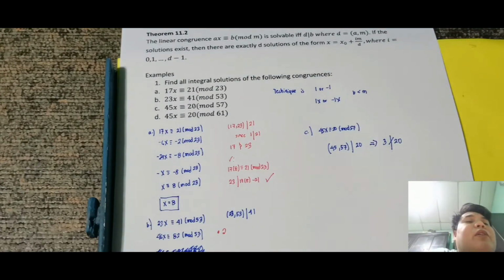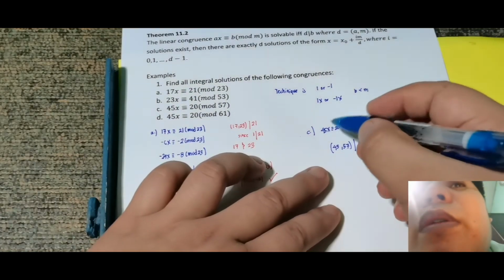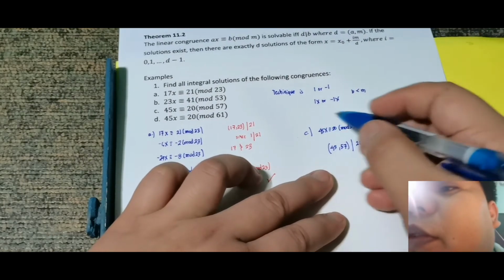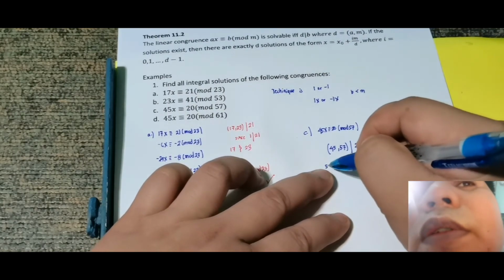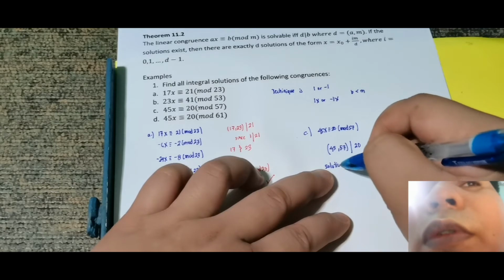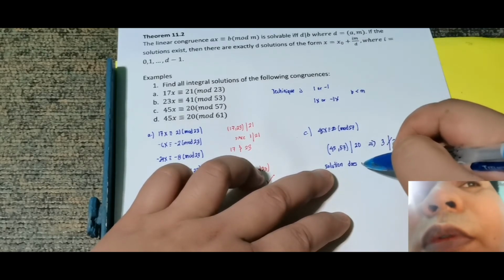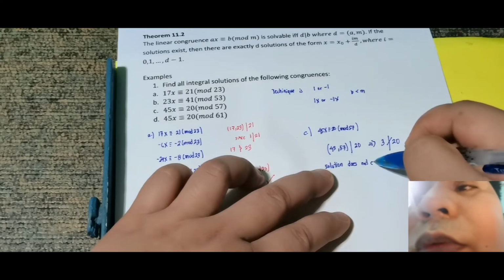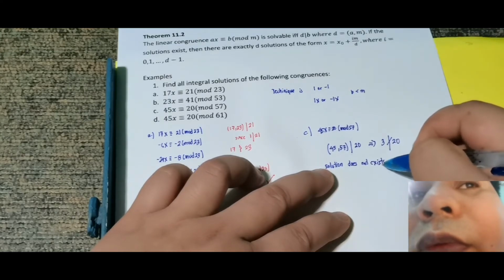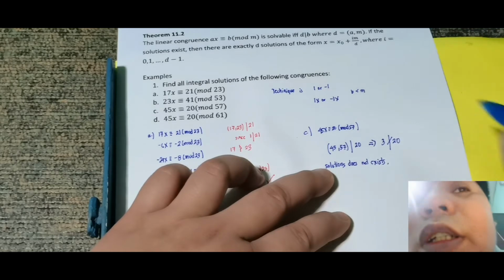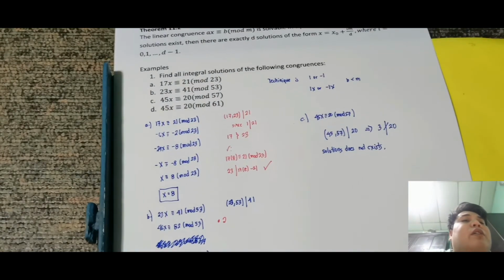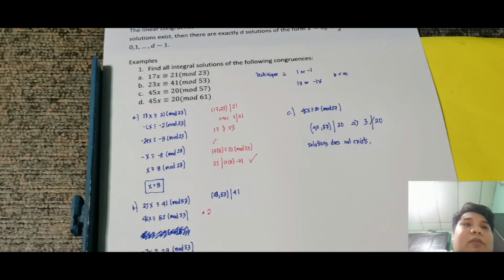Tama, kasi the GCD between 45 and 57 is 3. Then, 3 does not divide 20. Therefore, this is unsolvable. Okay, or no solution. Solution does not exist. Okay, so ganun lang kasimple. Once na hindi na divides, automatic.